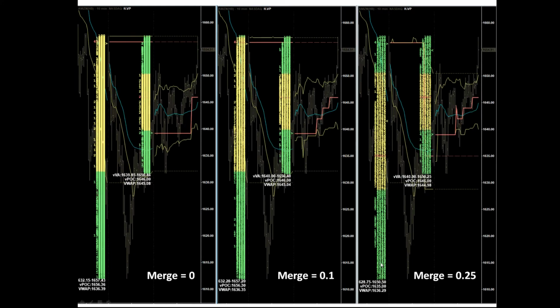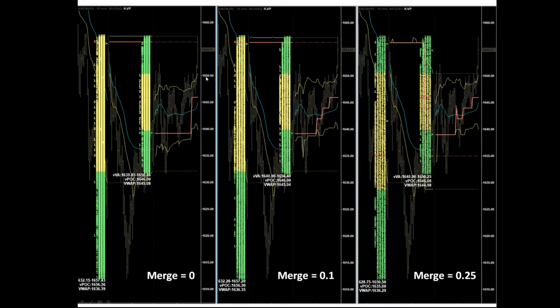Let's take an example here of Amazon. This is 2 days of Amazon trading with the volume profiles displayed. You see Amazon closed at 1654.91. When merge is 0, every traded price to the penny is calculated and used to generate the value area, the point of control, and the VWAP.